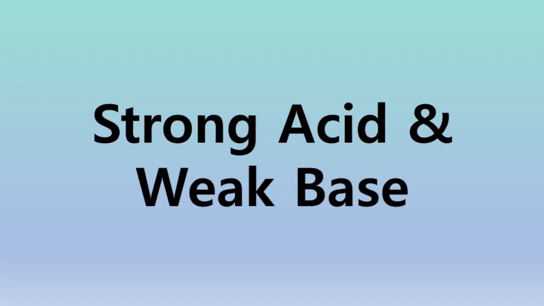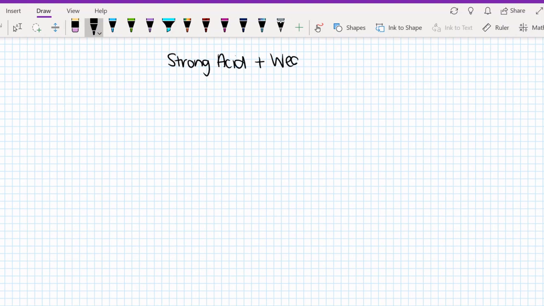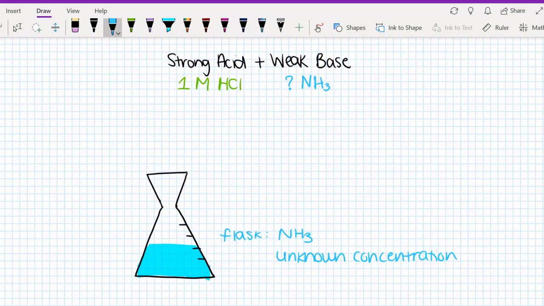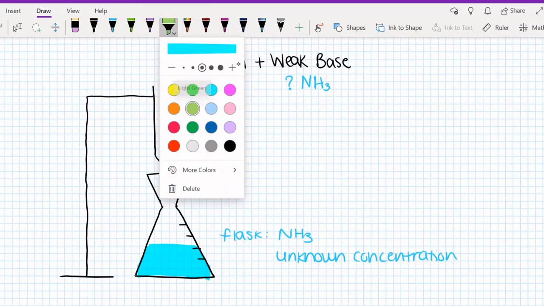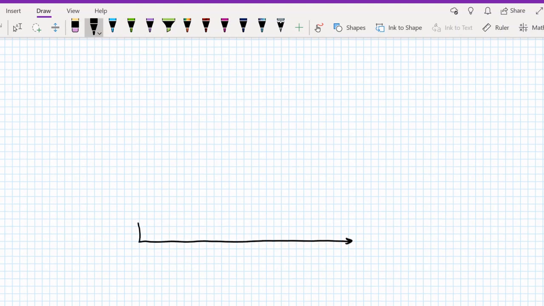Let's look at a different type of titration, strong acid and weak base. The setup is similar. We have an unknown concentration of the weak base, ammonia, in the flask, and 1 molar hydrochloric acid in a burette. Although the setup is the same, the titration curve looks a little different.